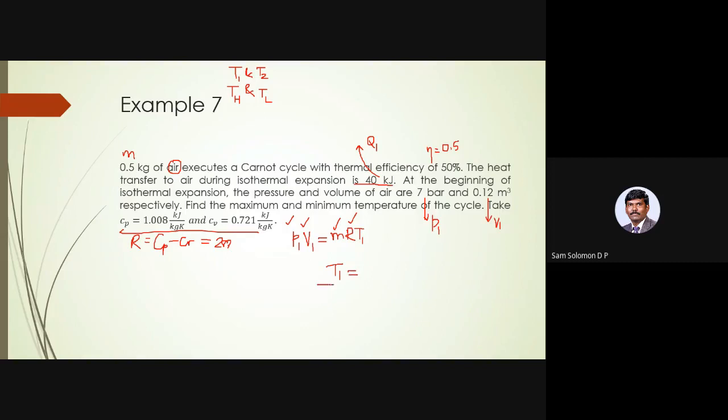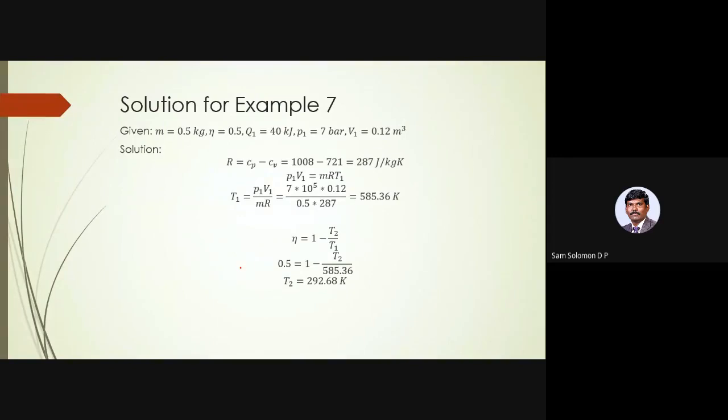Once you know the value of T1, use the relation efficiency equal to 1 minus T2 by T1. Now that T1 is known, you have estimated it just now, and efficiency is known, so you can find the value of T2. It's actually a very simple 2-mark question. So that is what is found out here.